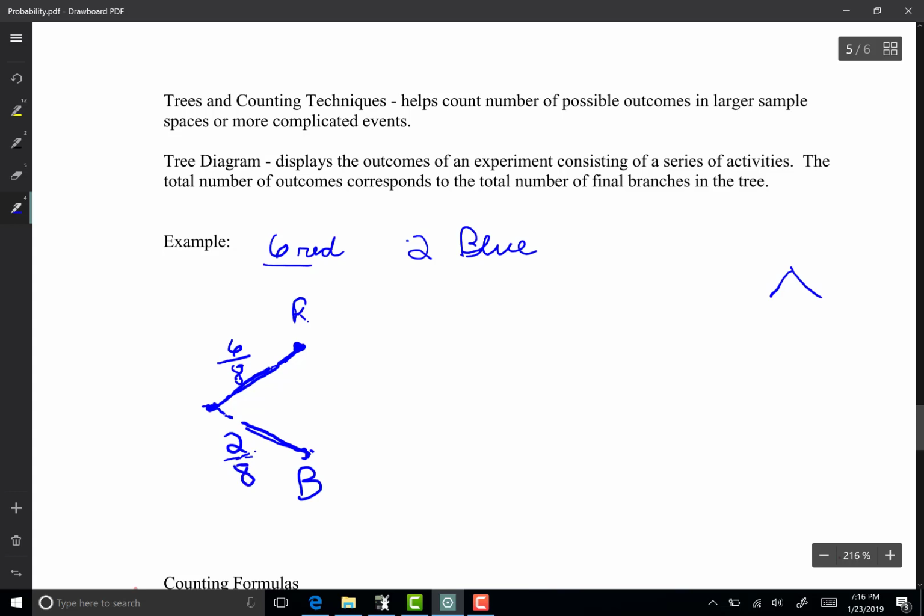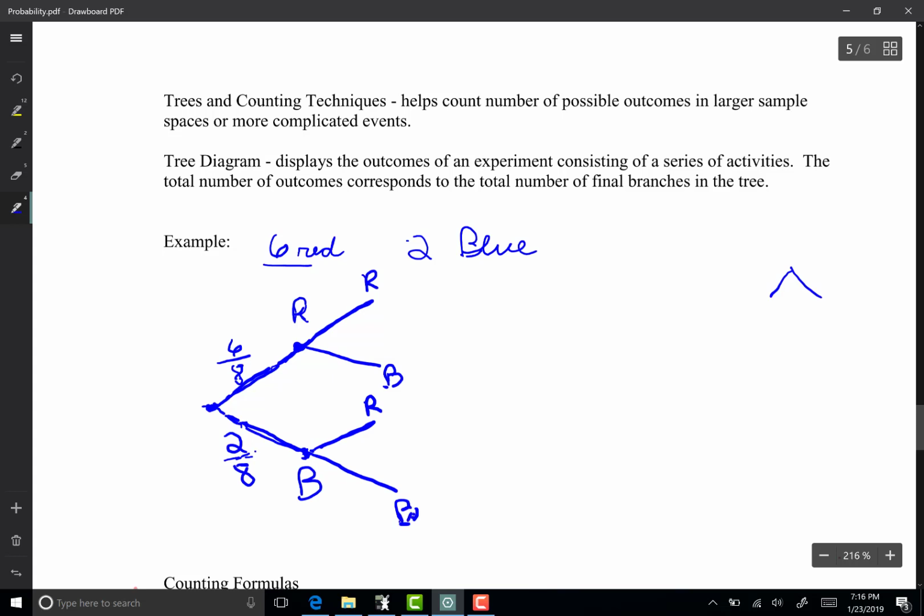Okay? Now, when we draw our second marble, this is our first draw here. The second marble, we could draw a red marble or a blue marble. So what this second branch is telling us is the possible outcomes on our second draw, or the second part of our experiment. So we could have a red or we could have a blue.